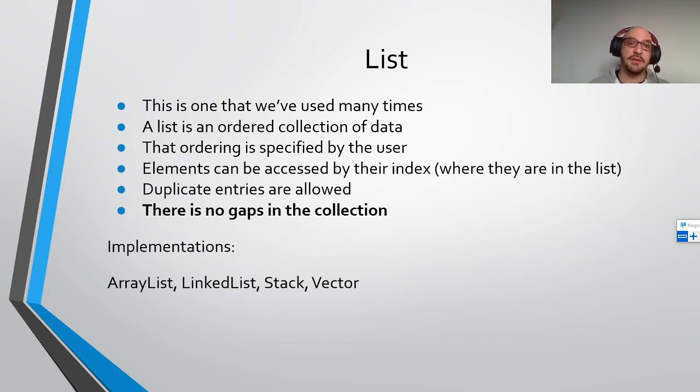So getting back to the set of characteristics of a list, we can see there that the order is important and is specified by the user or the client class, and the elements can be accessed by their index because the order in the list is relevant. I can have duplicates, that's no problem, because the problem with duplicates is in the set. In the list, we can actually have duplicate entries with no problem.